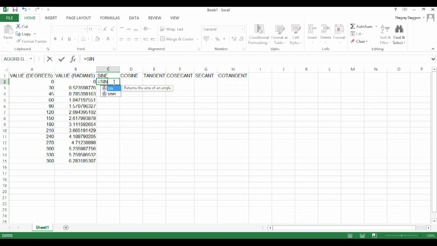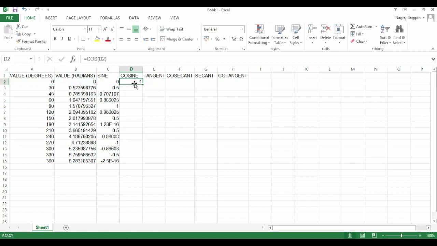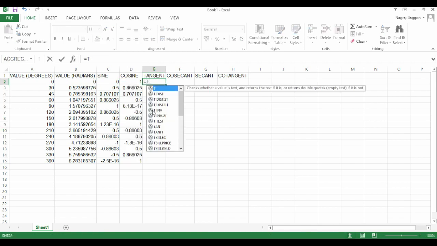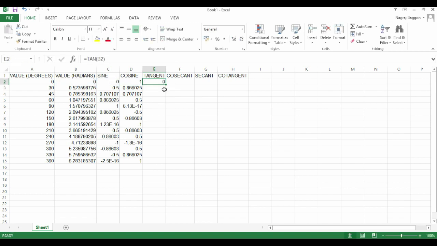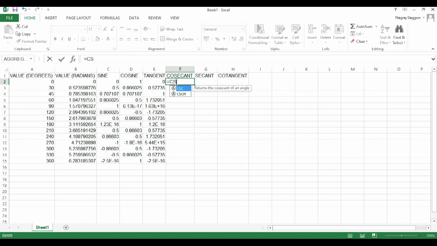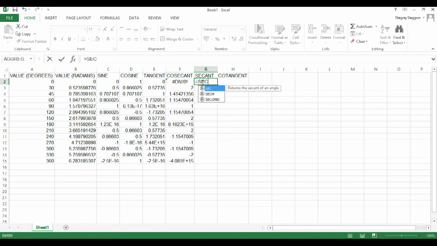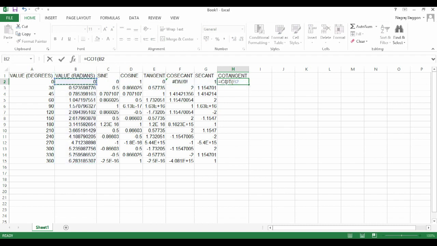For the sine function, the Excel function is SIN, and the input value will be a value in radians, which means the value in column B. For cosine, the Excel function is COS, the same as we write. For tangent, the function is TAN. For cosecant, the function is CSC. For secant, the function is SEC. And for cotangent, the function is COT. In each of these cases, the input value is the value of the angle in radians, which means in this case, we are taking the value in column B.